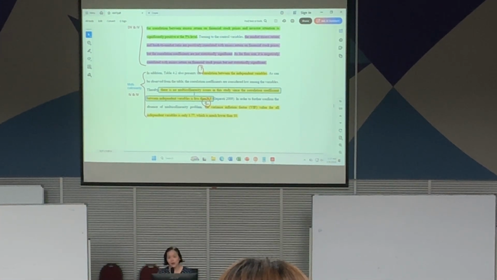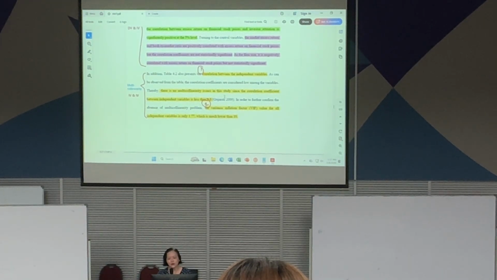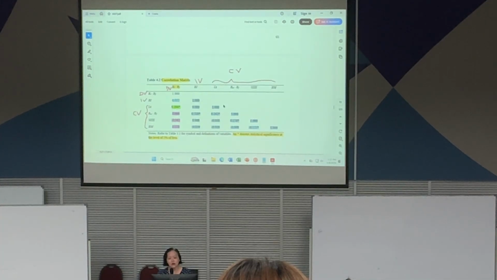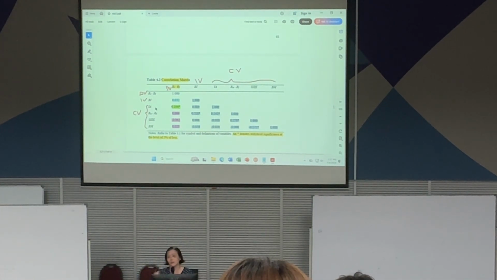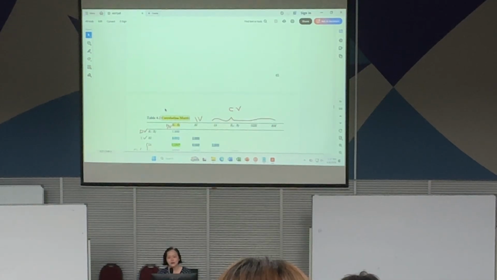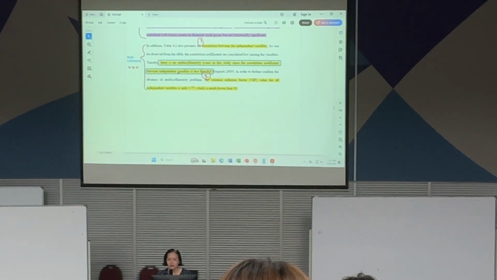Of course, if you have any pair more than 0.8, then you must say which pair, right? Maybe the correlation between, let's say between maybe BI and IA is 0.95. Then you report. You pick up the one with the problem. Okay? Right? But my case don't have, right?